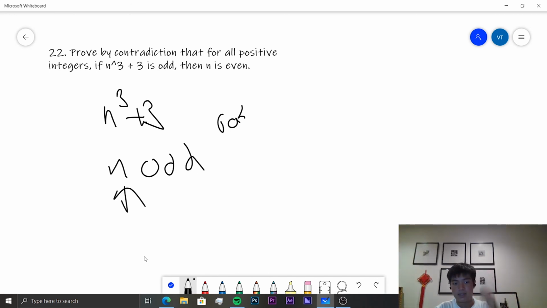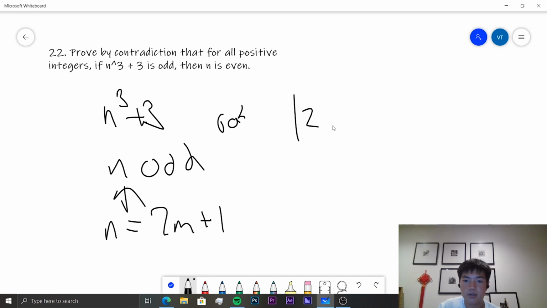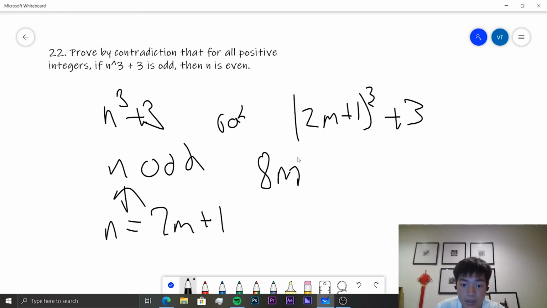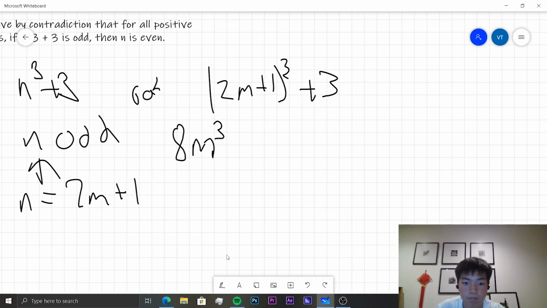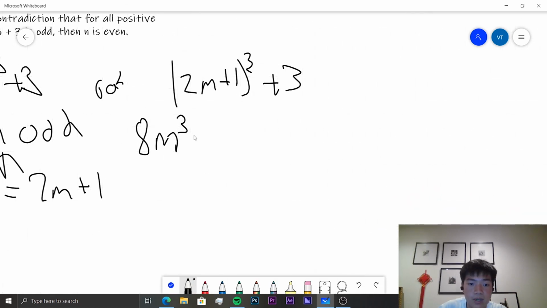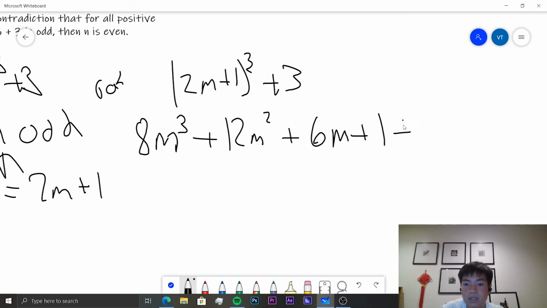And so what we do here is we say n is equal to 2m plus 1, where 2m is an integer. And so let's cube this odd number, (2m plus 1) cubed plus 3. And so if we quickly expand this, we get 8m cubed plus 12m squared plus 6m plus 1 plus 3.